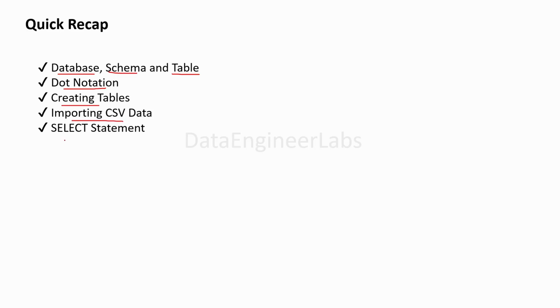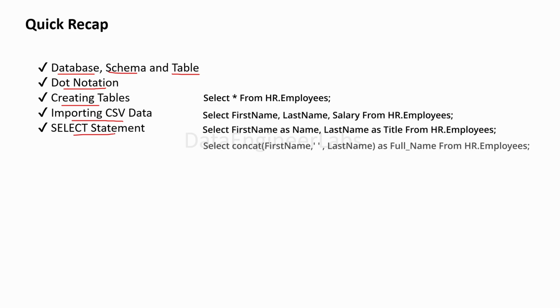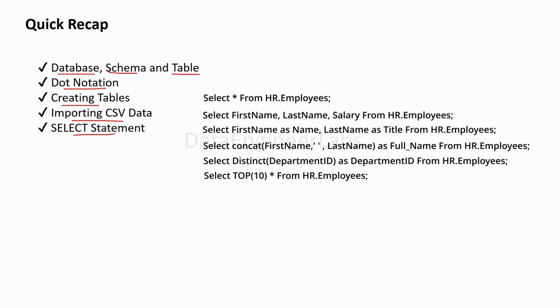Once our data was ready, we started mastering the select statement. We learned how to select all the columns, select only the columns we need, use aliases, combine data using concat, and retrieve unique values using distinct. We also learned how to limit the number of records returned using top. So now we know how to retrieve data. But what if we don't need all the records? That's exactly what we are going to solve in today's episode with the where clause.